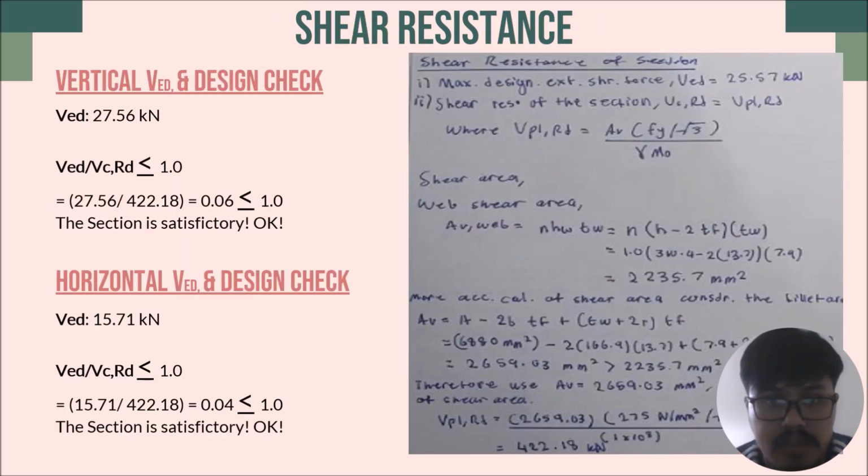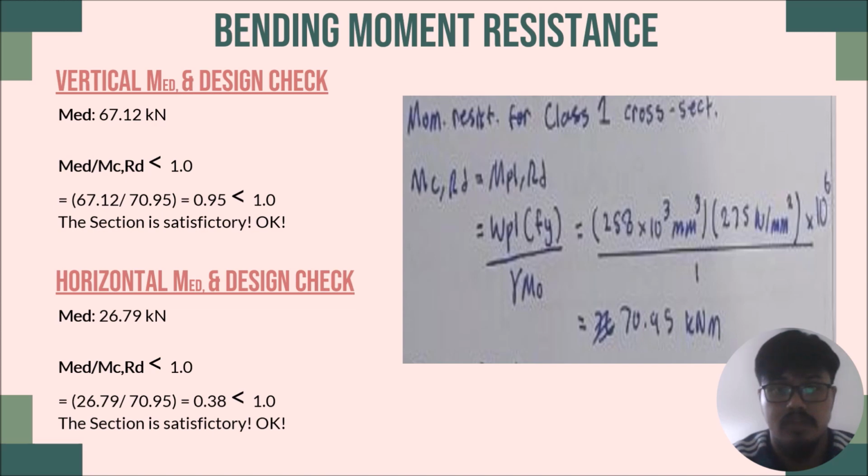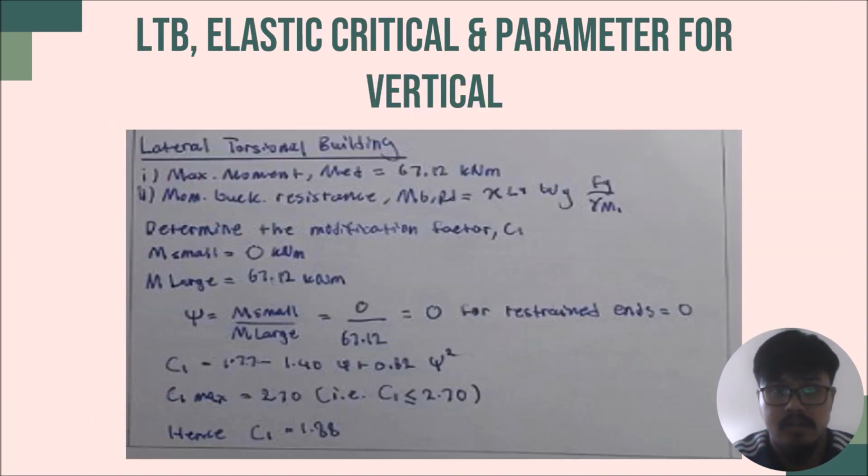For shear resistance, for the vertical beam and also the horizontal beam, we see that they all pass the design checks, meaning that for shear resistance, the vertical beam and horizontal beam are all okay and can be used. For the bending moment resistance, the calculations are similar to the shear resistance. After calculating, we found that the bending moment resistance of our beam is okay and the section is satisfactory.